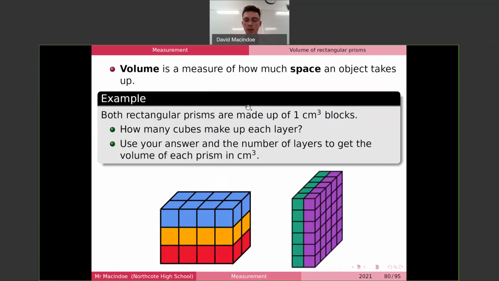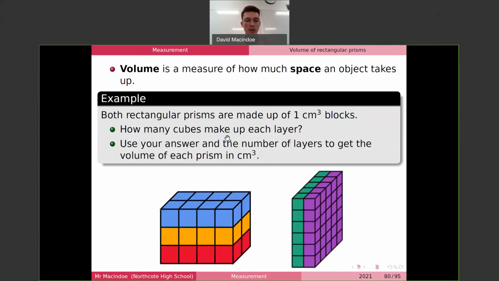So we'll start by thinking about this little example here. We've got 2 rectangular prisms, and they're made up of 1 centimeter cubed blocks. So 1 centimeter cubed block just means that each of these blocks has 1 centimeter on each length, every single length. So even the depth, the height, all that, they're all just 1 centimeter.